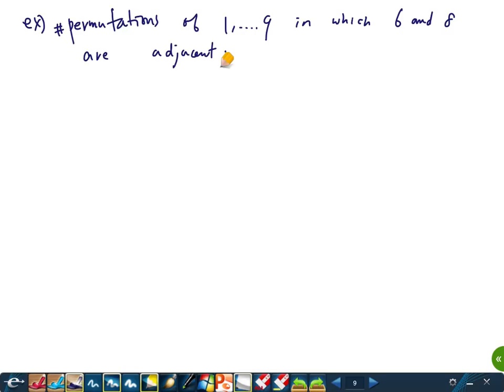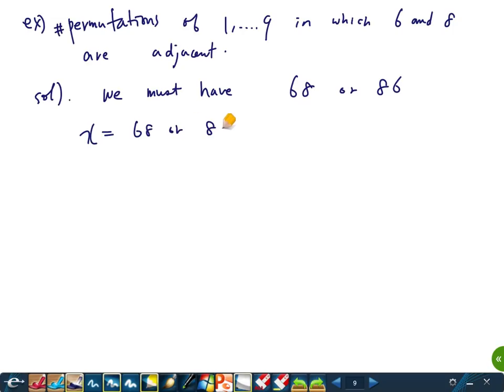So the solution here: we must have either 6, 8 or 8, 6. They must be attached like this, next to each other. So let's say x equals 6, 8 or 8, 6. Suppose x is fixed, like 6, 8 or 8, 6. Think of those two letters as just one letter, x.